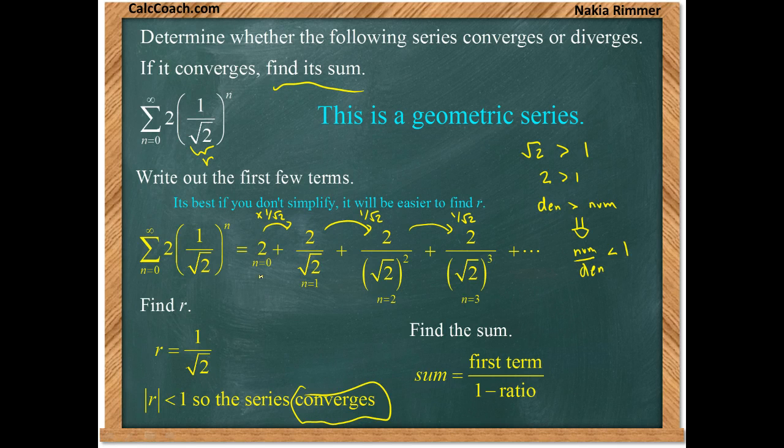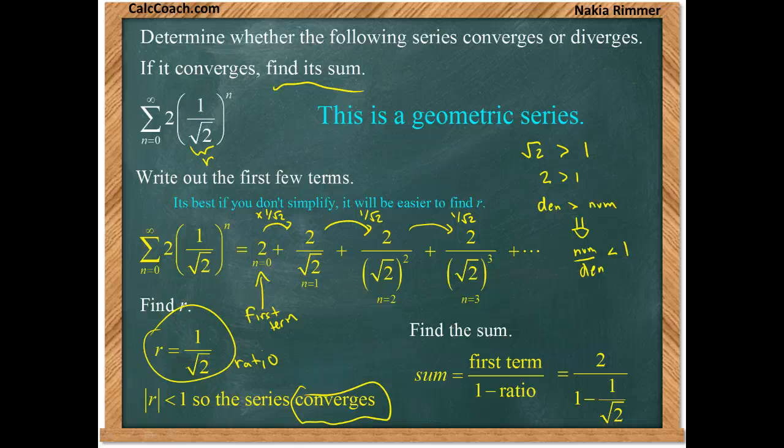And so we have a first term of 2 and a ratio of 1 over root 2. So then our sum will be 2 over 1 minus 1 over root 2. But of course that's not in its most simplified form. Let's go to the next slide to simplify it and get an answer that is representable in its simplest form.